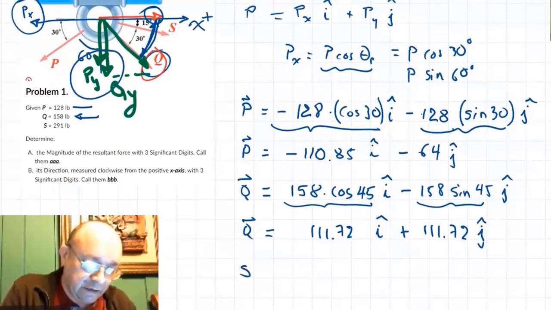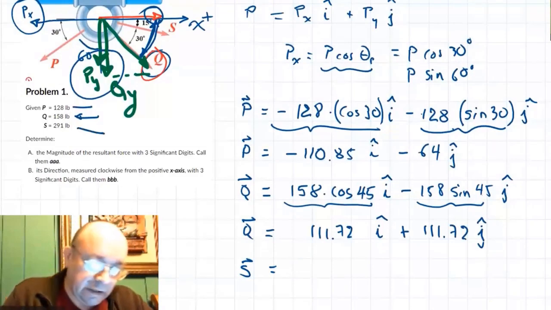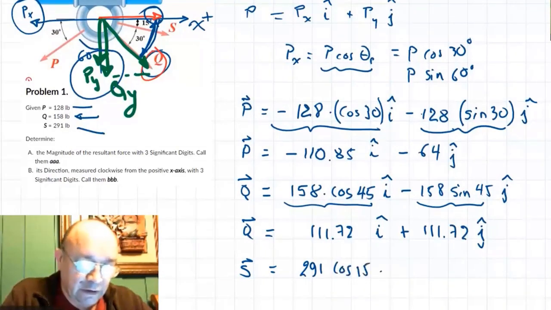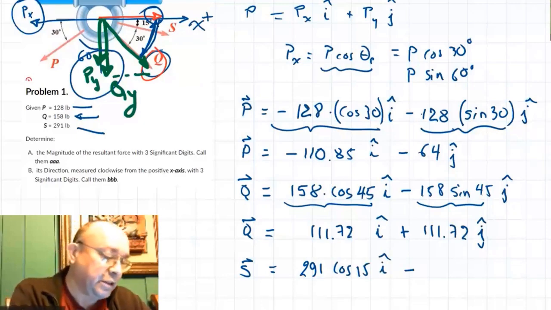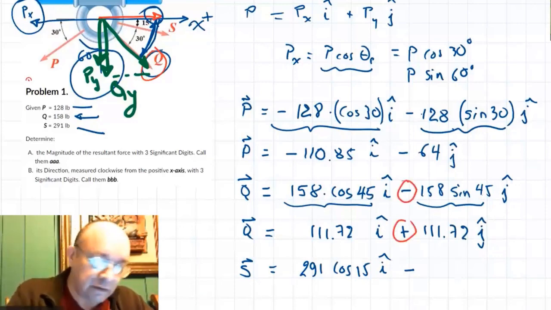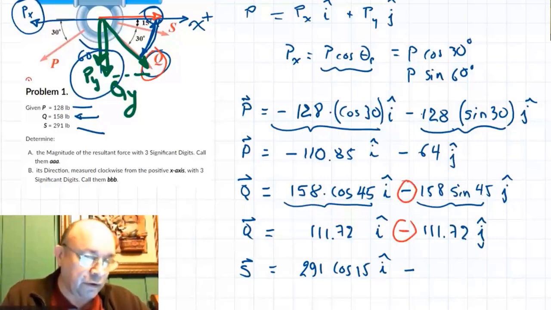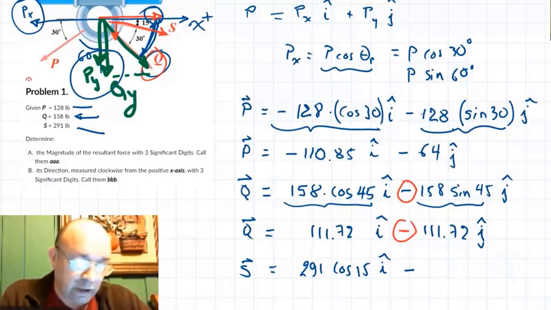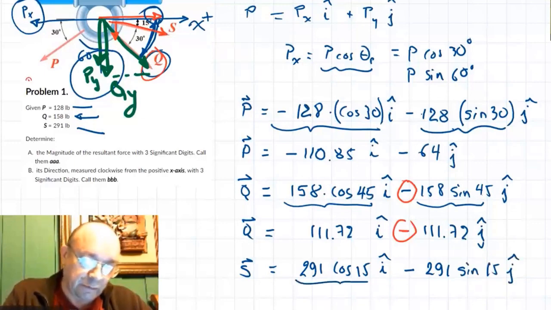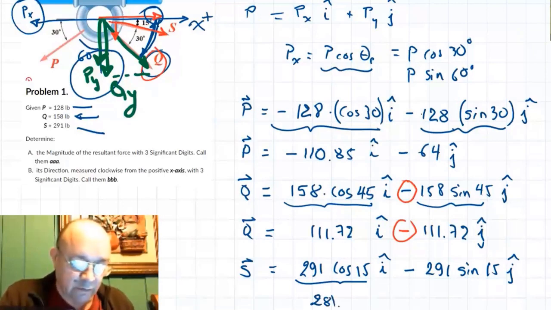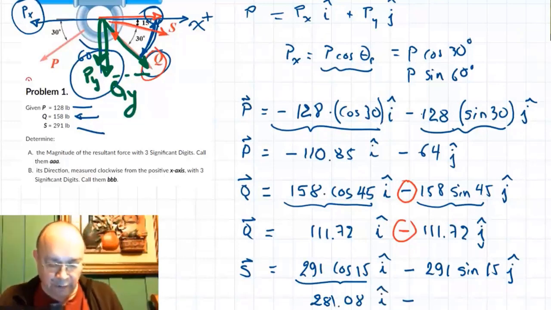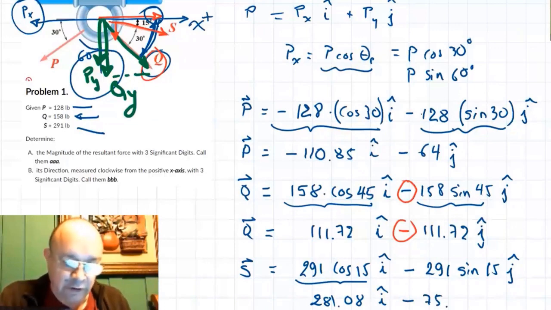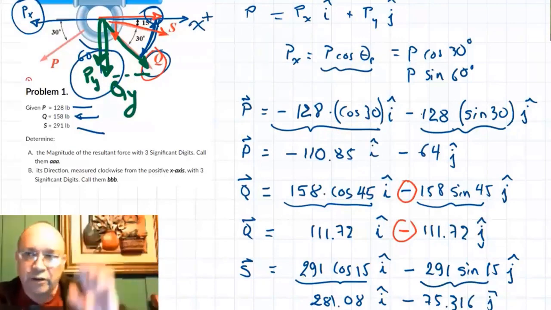So now the S force will be 291 cosine of 15 i. Minus, so I made a mistake here. This is minus, right? So let's fix that here. This is minus. And the force S also has a negative component in the y direction. It's going down. So that will be 291 sine of 15 degrees j. So those numbers will be 281.08 i and minus 75.316 j. We have the three forces with the components in the x and y direction.